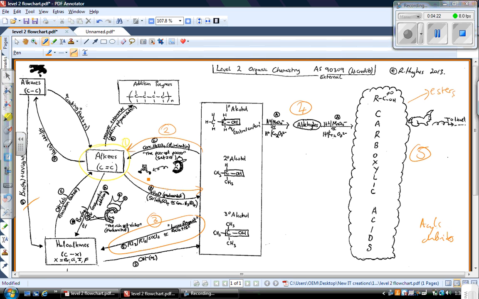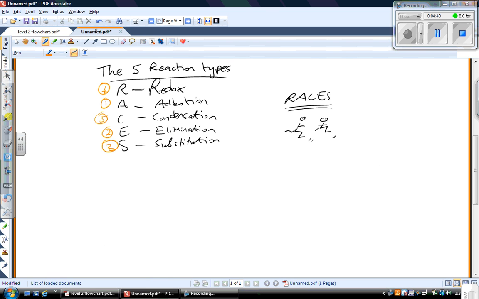Number 1, alkenes, addition reactions. Number 2, elimination on an alcohol back to an alkene. Number 3, substitution on tertiary alcohol to form haloalkanes. Number 4, oxidation of alcohols. Number 5, the condensation reactions to form esters. So we go back to our sheet here where we can do a bit of writing.